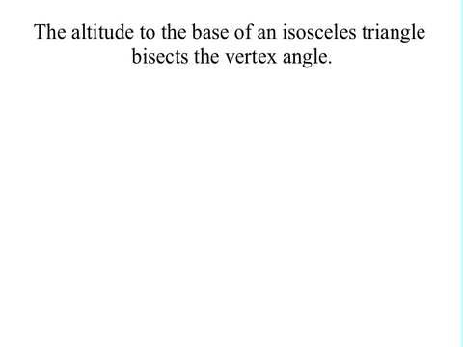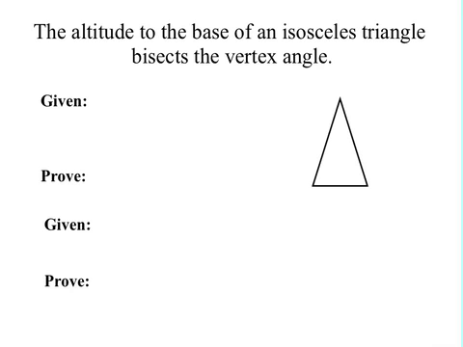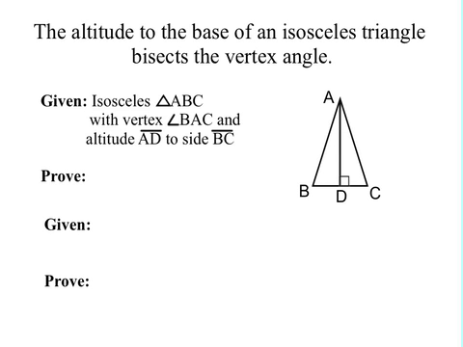Here's yet another problem. The altitude to the base of an isosceles triangle bisects the vertex angle. So our sketch, of course, is an isosceles triangle. And then we're going to draw the altitude from the vertex angle to the base. Label some points, and let's see if we can set up a given and to prove. Isosceles triangle ABC with vertex angle BAC and altitude AD to side BC. And given that information, we're trying to prove that AD bisects angle BAC.